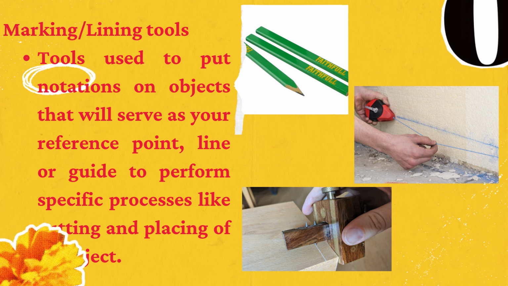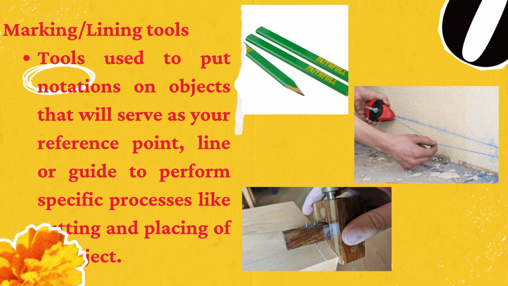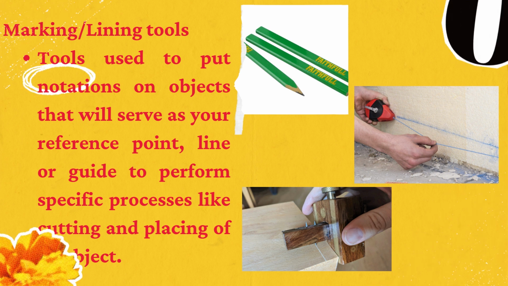Marking or lining tools. Tools used to put notations on objects that will serve as your reference point, line, or guide to perform specific processes like cutting and placing of objects. Examples are carpenter's pencil, chalk line, and marking gauge.